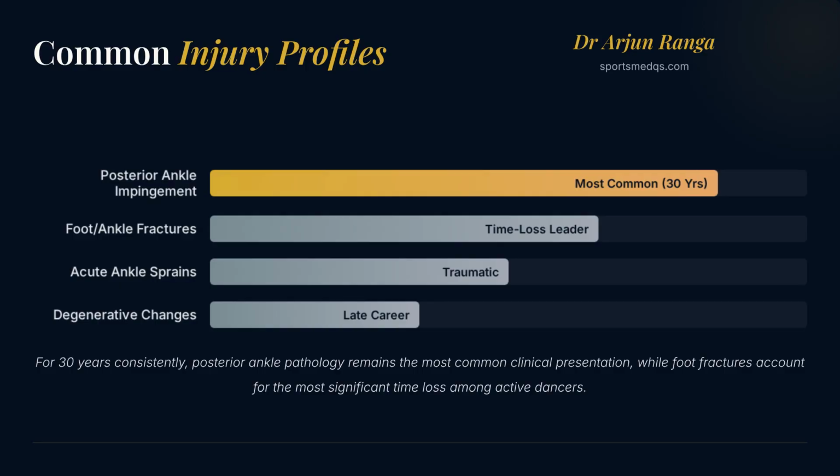For instance, tomorrow night we open Romeo and Juliet in Brisbane. They use real heavy swords for the fight scenes, because foam doesn't sound right to the audience. Mishaps happen. Finally, as dancers reach the later stages of their careers, degenerative changes become a primary focus for management.